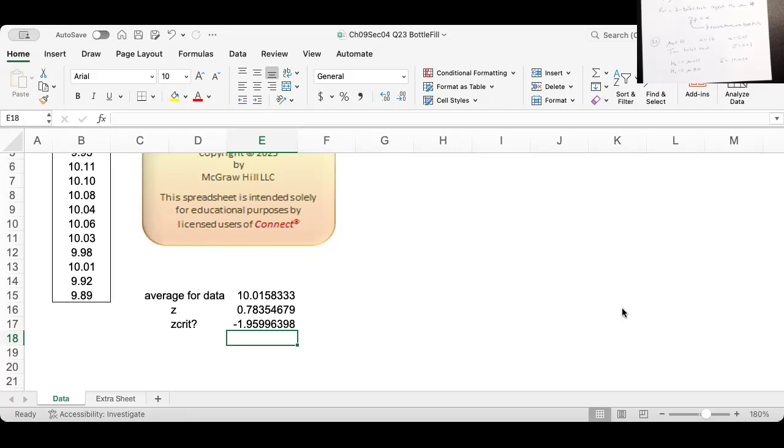Hey, wait a minute. My Z value, is it in the rejection zone? I either need it to be bigger than 1.96 on the right or smaller than negative 1.96 on the left, and it's 0.78. Don't reject.